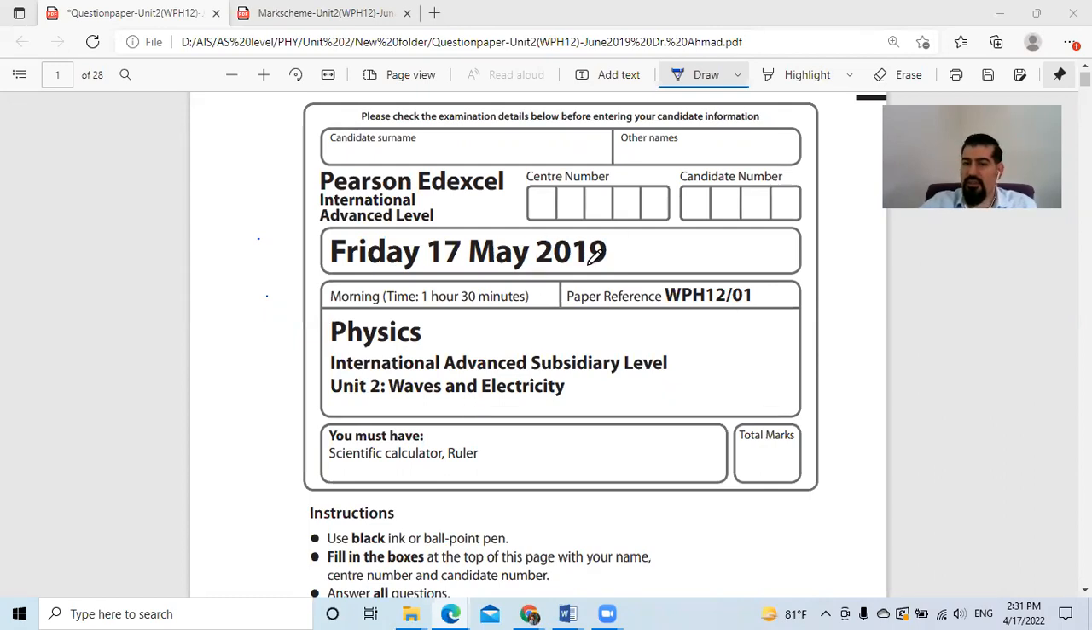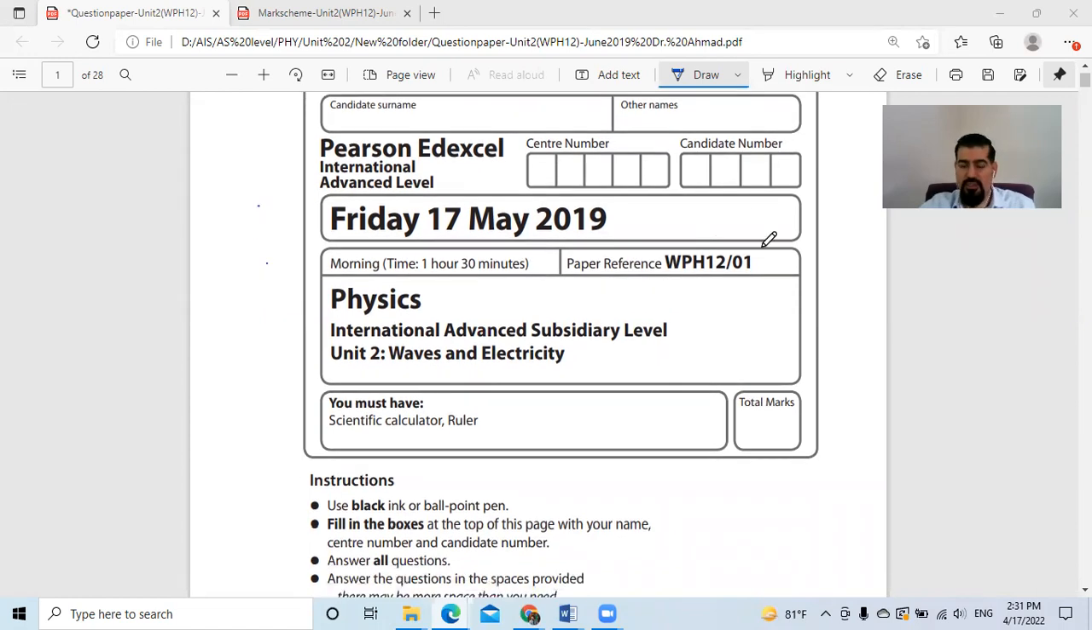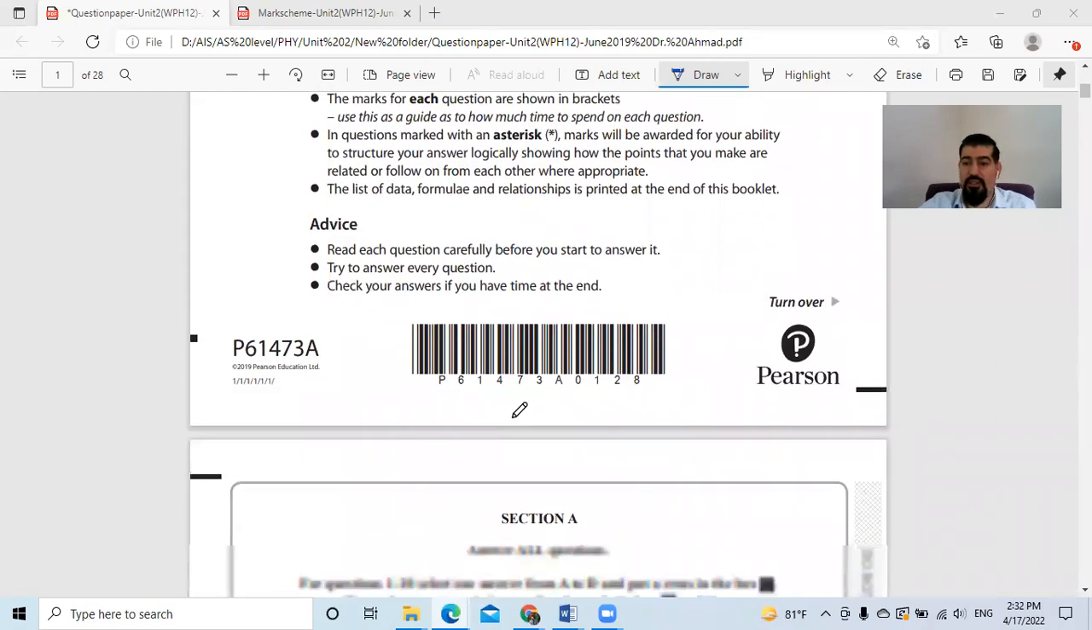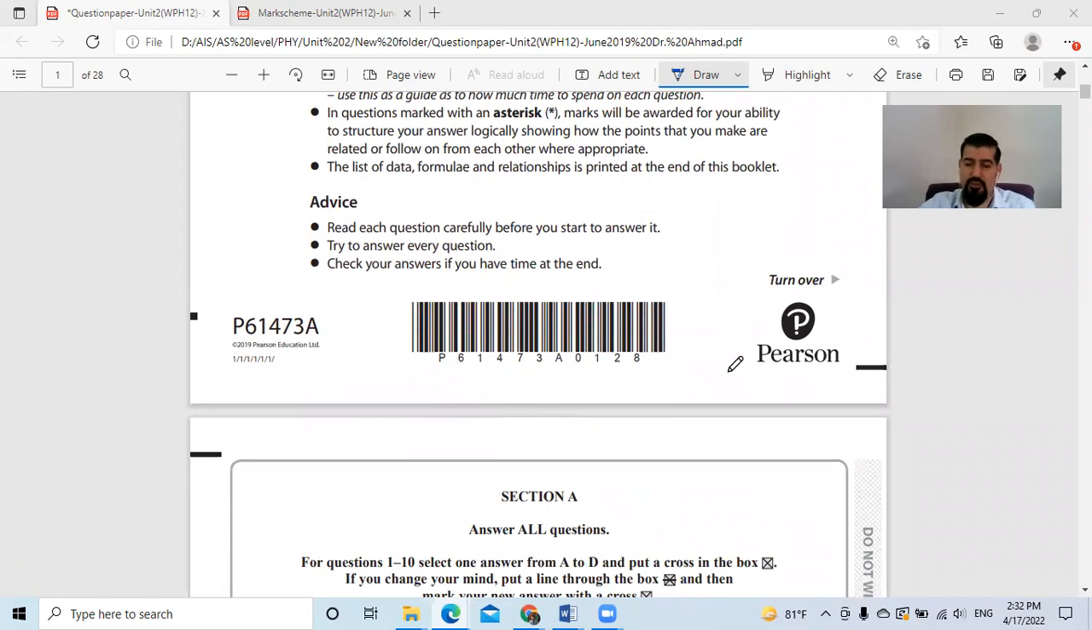Today we are going to answer Unit 2 Edexcel Physics, May 2019, Unit 2 Waves and Electricity. This year was the first exam. This exam was the first exam according to the new syllabus after 2018. As usual, my advice to all the students: don't start with the multiple choice questions. Start from question 11.